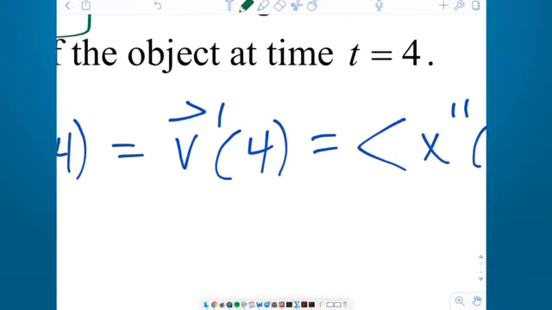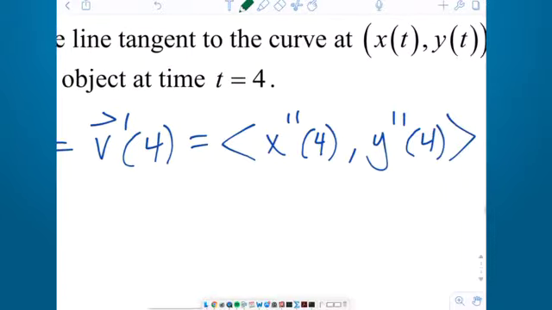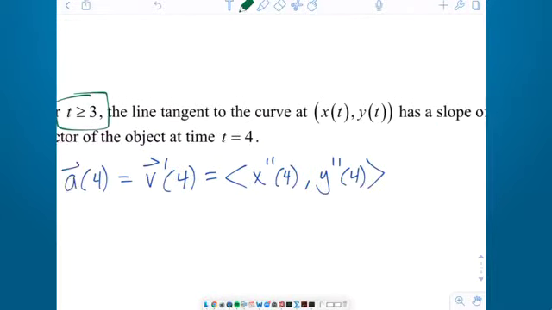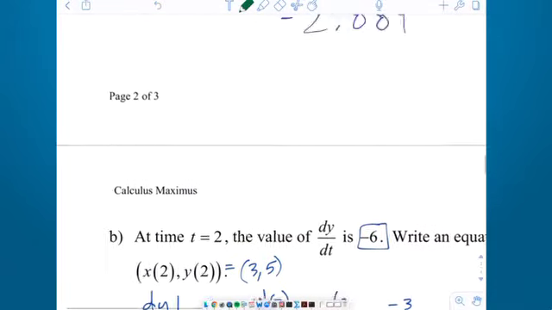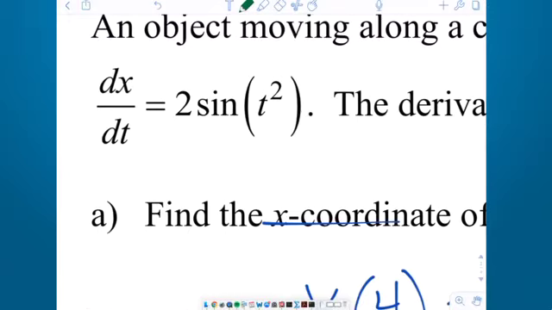That's the same as v prime of 4, which of course is the same as the second derivative of our position at 4. And we said that finding x double prime of 4 would not be a big deal because we actually know what x prime of t is.